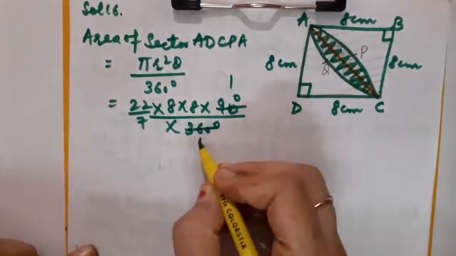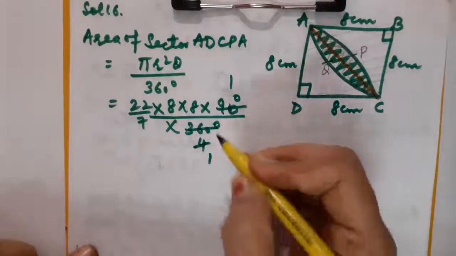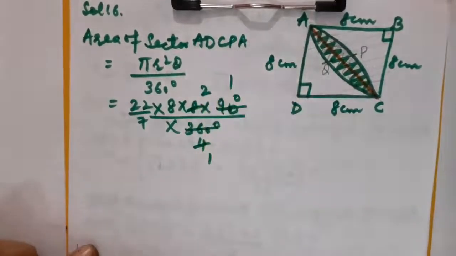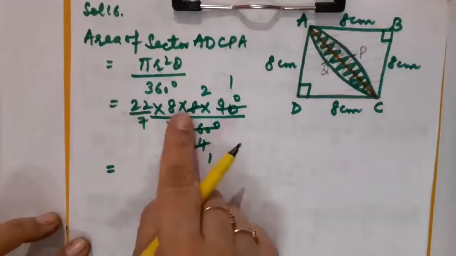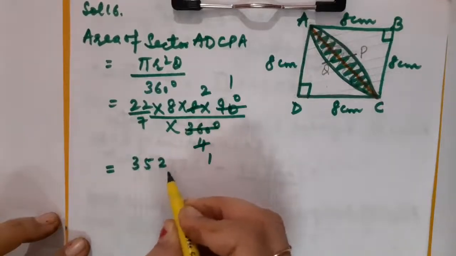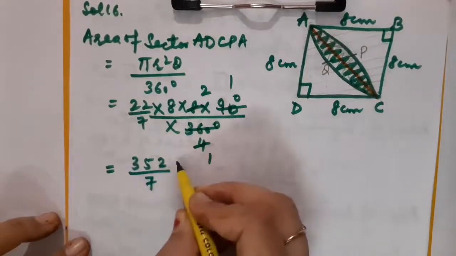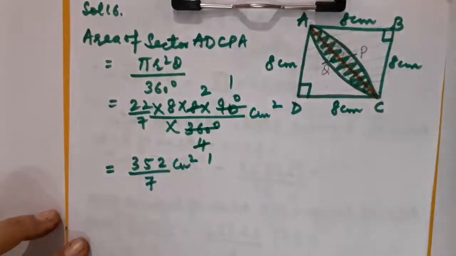90 ones are 90, 4s are 360. Anything else which is going to be cancelled? 4 ones are 4, 4 2s are 8. Then children, when I multiply 22 by 16, I will get 352, divided by 7 centimeter square, because area is calculated in square unit.